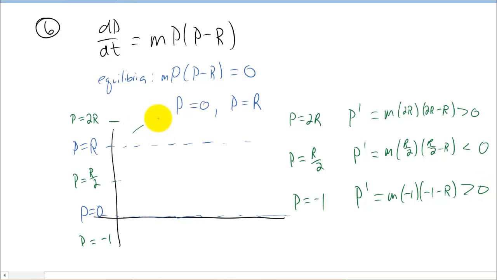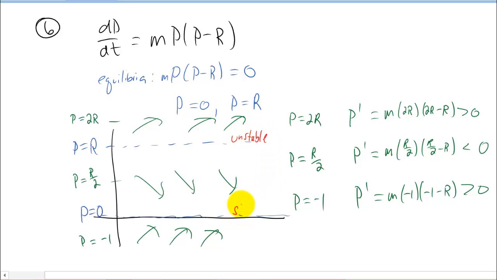So I'm going to draw in these slopes. All of our slopes are positive up here, they're negative in here, and they're positive up here. This appears to be an unstable equilibrium, and this one right here appears to be a stable equilibrium.